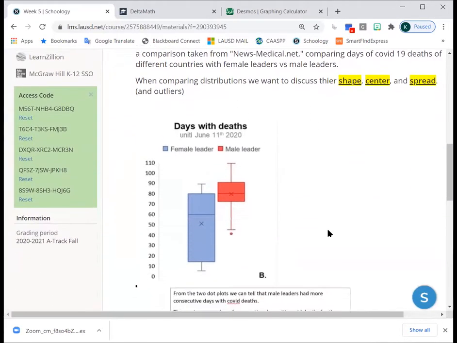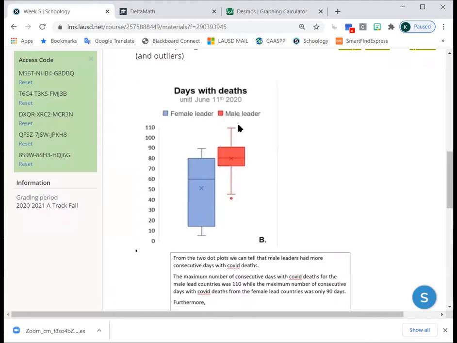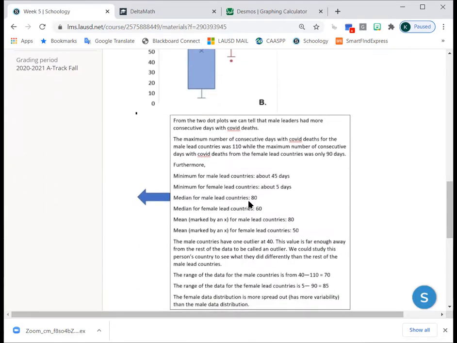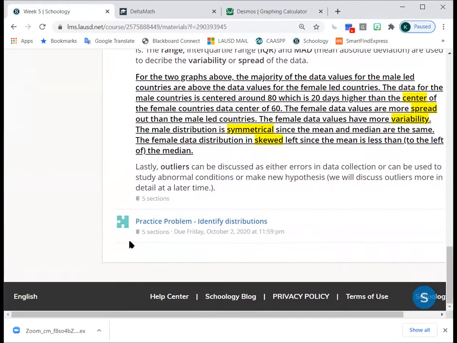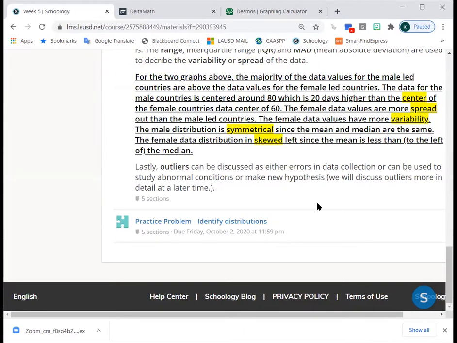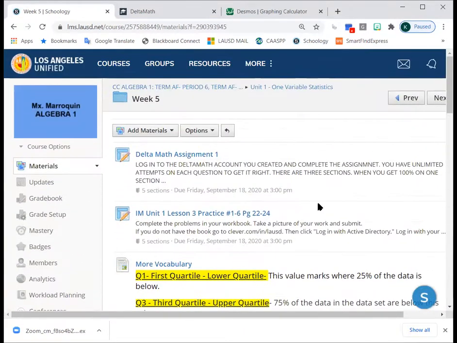Comparing distributions, here are some box plots. Okay, here are male leader dot plots, and here are female leader box plots. So you can see here the male leaders had more deaths than the female leaders. And you can read the description more in detail here. Here's another practice problem that you have about 10 attempts on, so you can go ahead and try that out. And let's go to week 6.